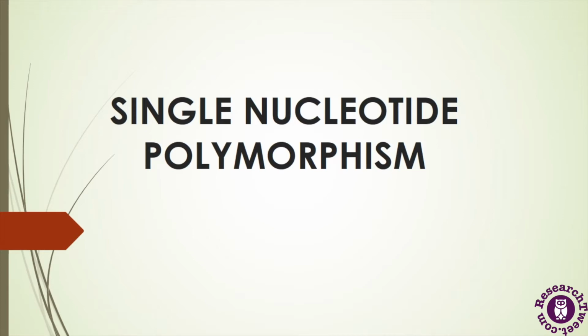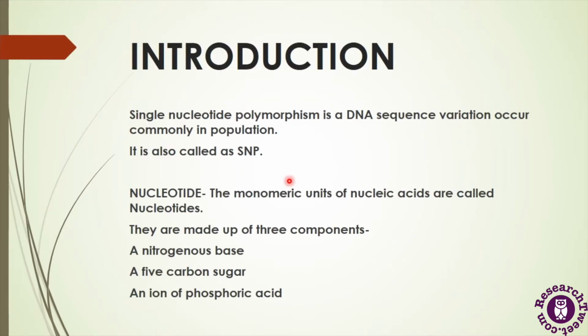So in this video tutorial, we are going to discuss single nucleotide polymorphism. So let's start with the introductory part. Basically, single nucleotide polymorphism is a DNA sequence variation which occurs very commonly in the population. In genetic study, or in terms of biology, a single nucleotide polymorphism is defined as a germline substitution of a single nucleotide at a specific position in the genome.